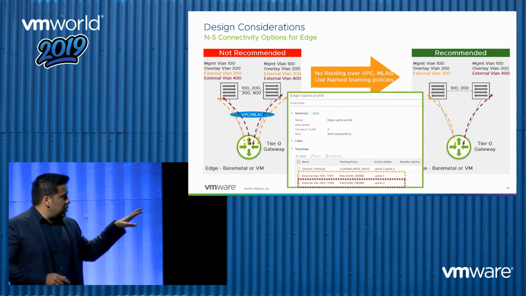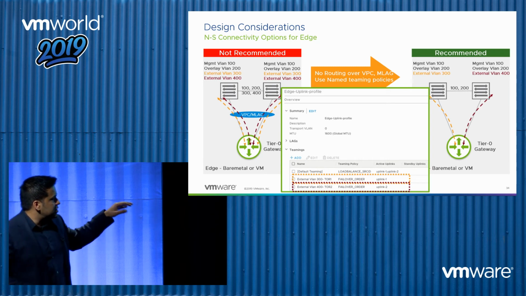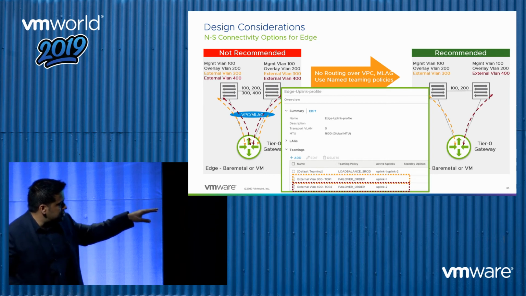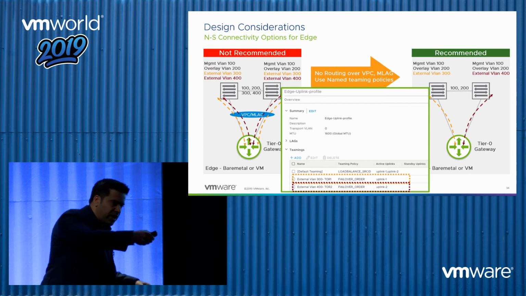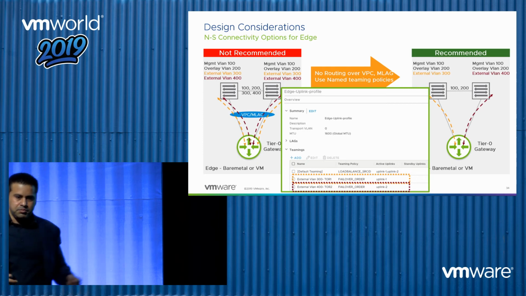All right, moving on. This is a screenshot that I wanted to show, again, named teaming policy. In this case, I'm routing external. I'm pinning VLAN 300 to top of rack 1, pinning VLAN 400 to top of rack 2 using uplink 2. Okay.